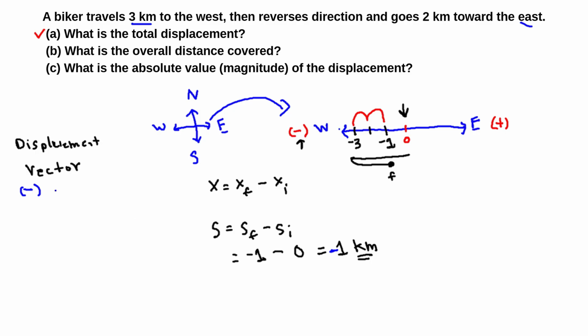Excuse me for that. Or it can be positive. In this case, negative 1 minus 0 is negative 1. All right, we got it right? So displacement is a vector. It can be negative or positive.